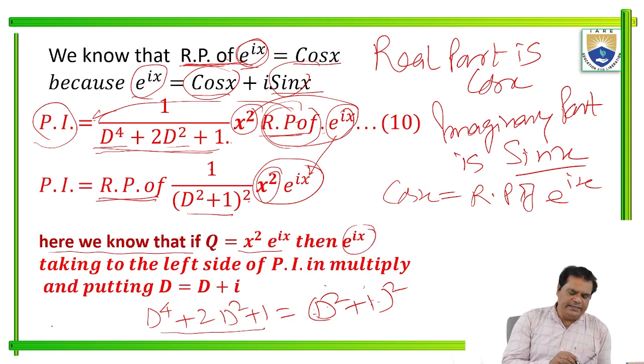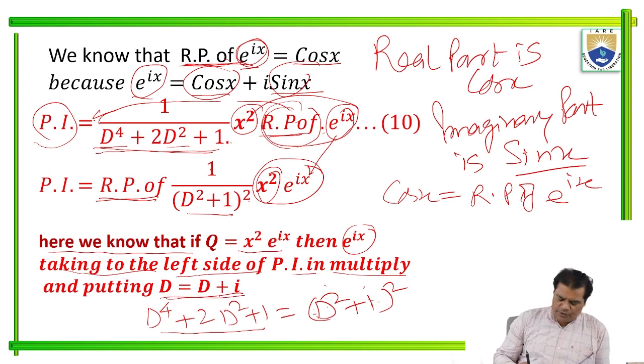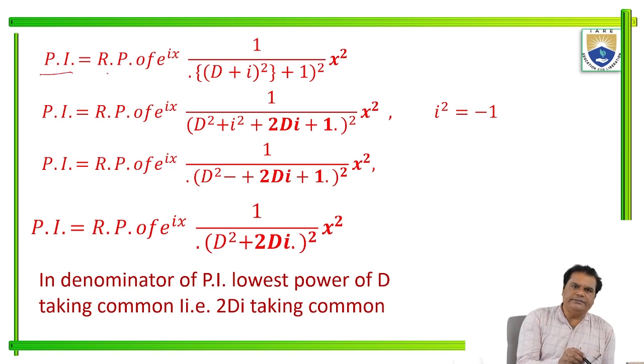So we know that Q is x square e to the power ix. Then e to the power ix is taken to the left side of PI, putting D equal to D plus i. So now the particular integral is the real part of e to the power ix times 1 upon D square plus 1 whole square, with D equal to D plus i: (D plus i) whole square plus 1, whole square, into x square.